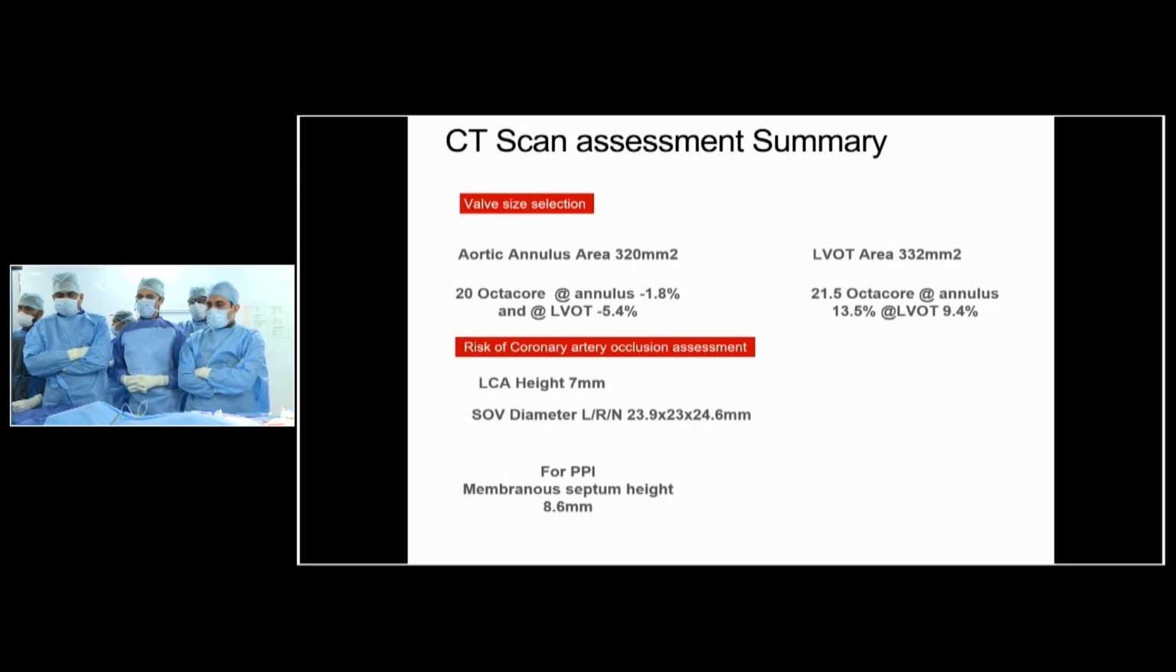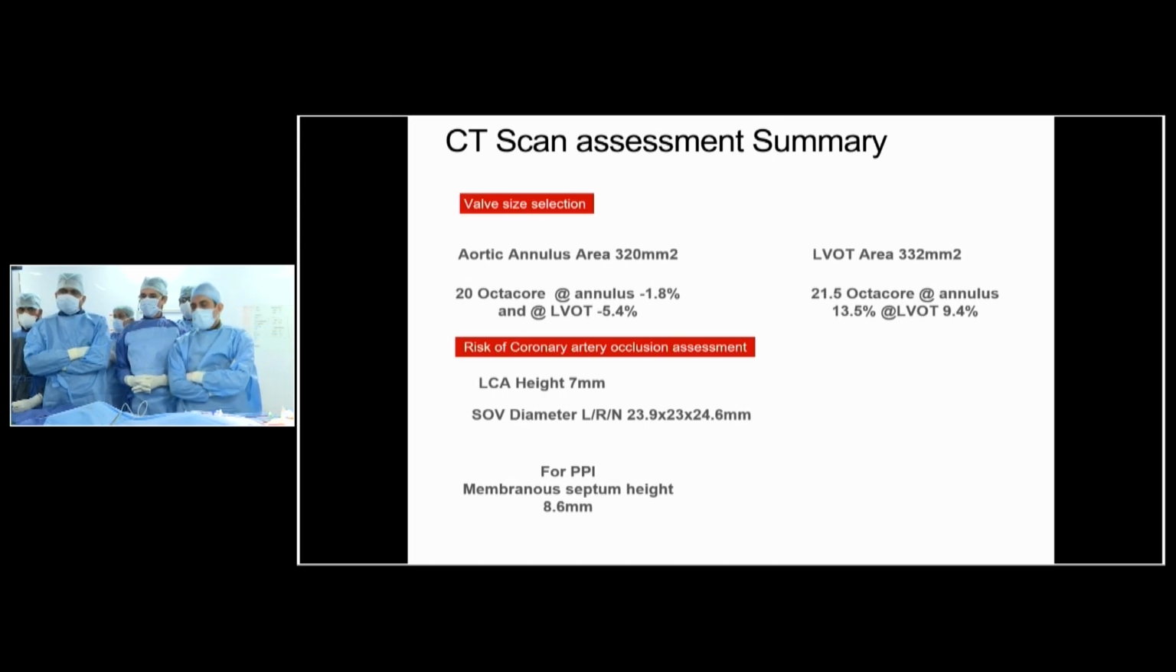Now let's assess the risk of coronary occlusion in this patient. We're going to do a commissural alignment. The left coronary height is 7 millimeter. The sinus of Valsalva diameter, the left sinus of Valsalva is 24. The right is 23, and the non is 24.6. For pacemaker, we have a good membranous septum height, which is 8.6 mm.